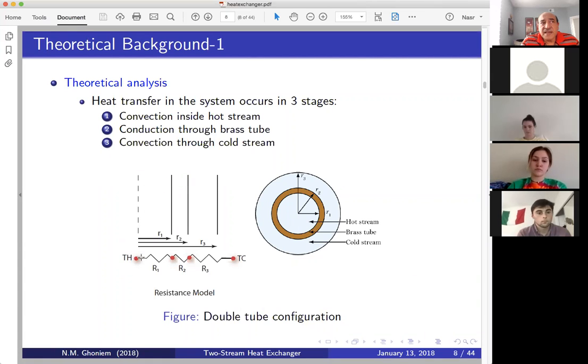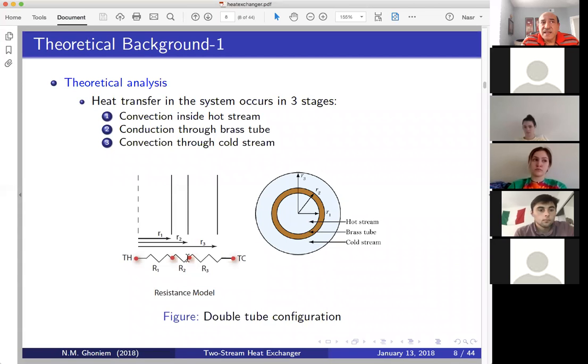If the T hot is on the inside, that's the bulk temperature, then we have a temperature drop up to the surface. This point that I have here is on the surface of the brass on the inside. Then it goes through the brass through R2. Then this point is on the surface of the brass from the outside. Then it goes through another boundary layer until it reaches the middle of the cold stream, which is about right here. So this resistance model is acceptable. It's a mimicking of the complicated heat transfer process.